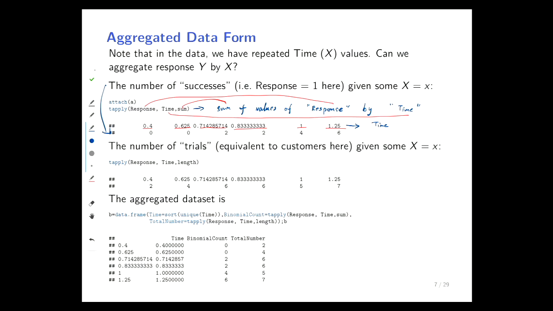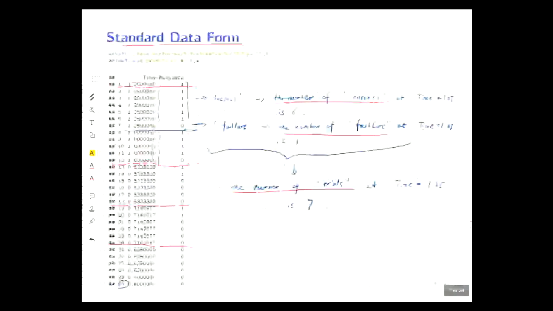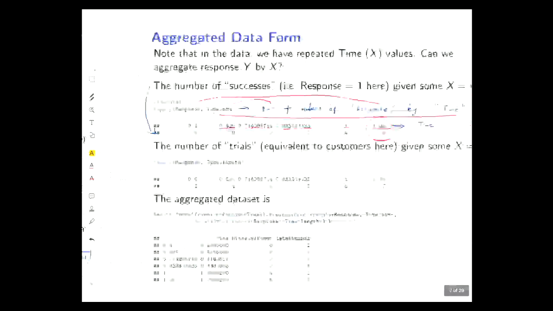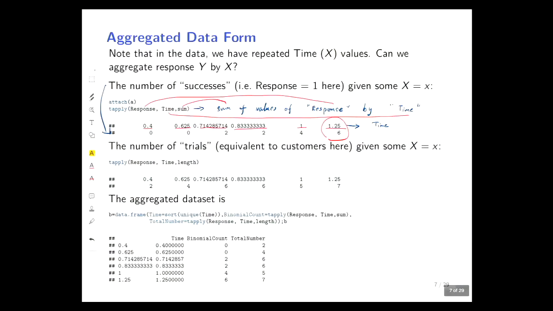So for instance, given time 1.25, we have the number of the success equals to 6. So if you do not remember, you can look at the computation here. So the number of the success equals to 6 given time 1.25. And also we can compute the other kinds of situation. So that is we have the 0, 0, 2, 2, 4. All of those numbers are number of success.